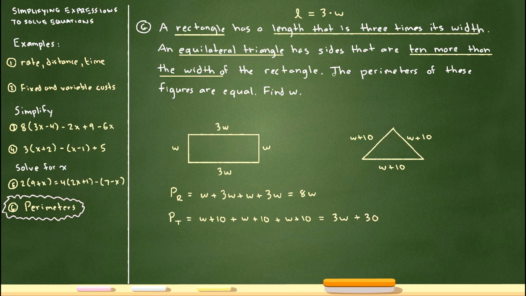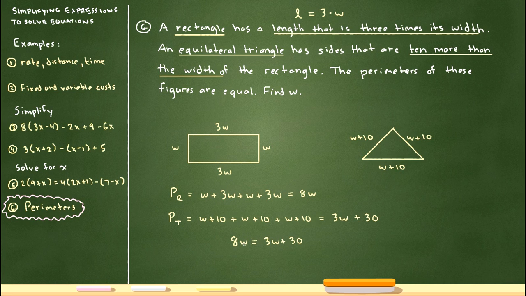And now, with this information here, we know that the perimeters are equal to each other. So we know that 8W should equal 3W plus 30. Okay, so essentially what we did was we simplified one side of the equation, and then we simplified the other side, and then I put them into the actual equation. That's essentially what we are doing with number 5 here. We're simplifying first, and then we're going to go about solving this now.